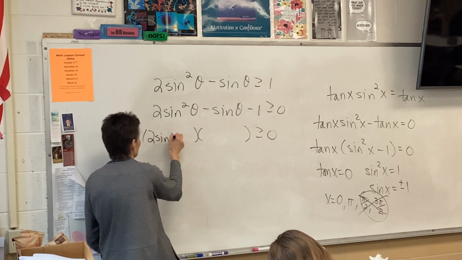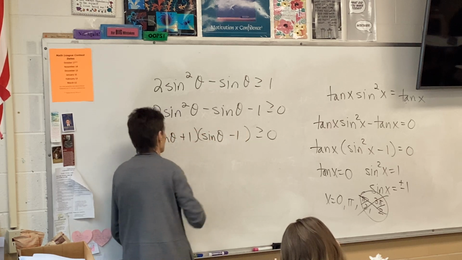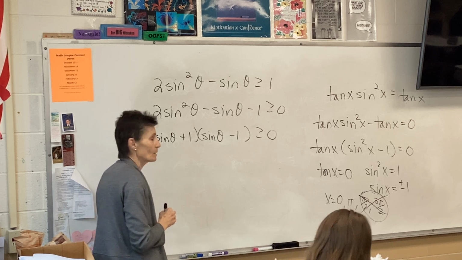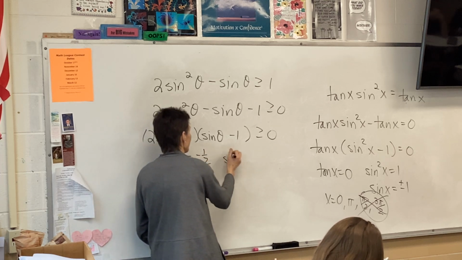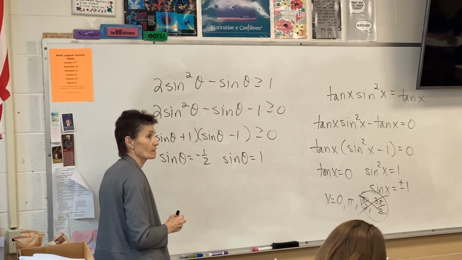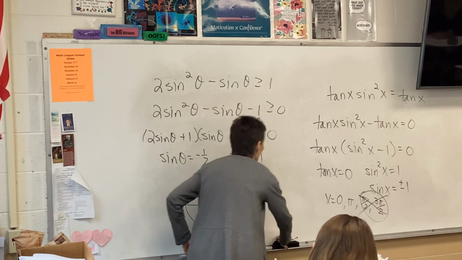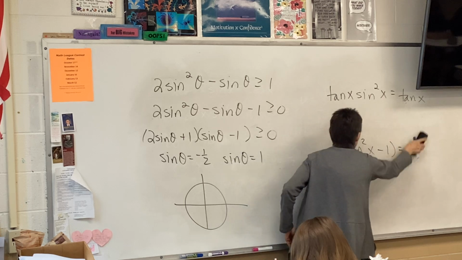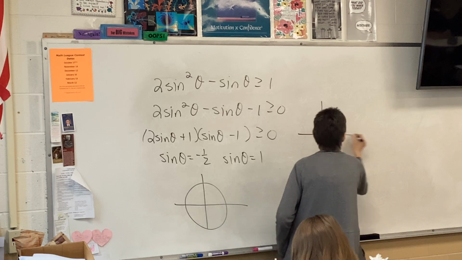So here we go. Two signs. Does that work, I think? So my key numbers are going to be where the sine is -1/2 and where the sine is 1. If I'm doing this on the unit circle, or if I'm doing it with a sine curve, it doesn't matter. Whatever works for you, that's how you're going to do it.